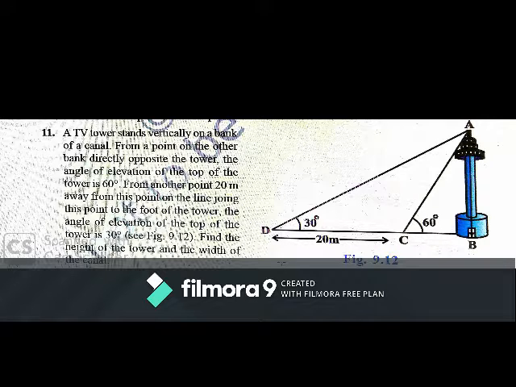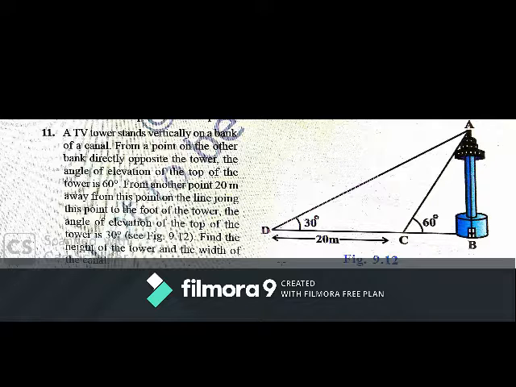Okay, so now we go to the next question. A TV tower stands vertically on a bank of a canal. A canal is used for irrigation purposes, just beside agricultural land. We know that river water is flowing in the canal, and the farmers take out water with a pump set, sucking water from that canal and irrigating their field.